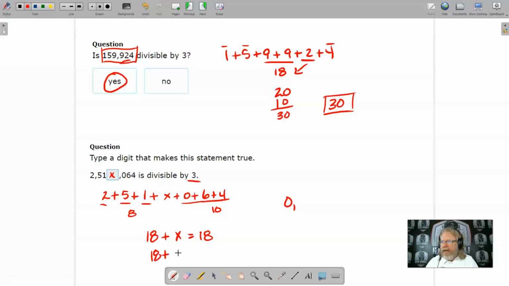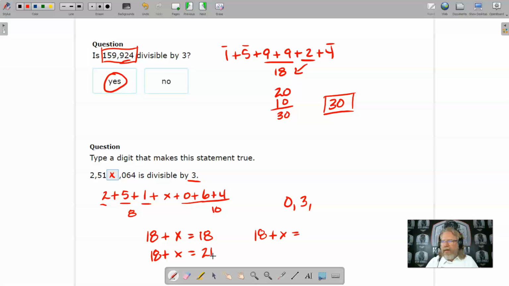18 plus x equals what? Some number. We'll go 3 more past 18. 21 is also divisible by 3. So 18 plus what number is 21? Well, hopefully you're saying 3. And then we could try again. 18 plus, is there another number that would work?